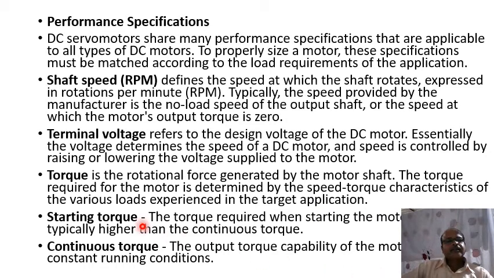Then starting torque. The torque required when starting the motor, which is typically higher than the continuous torque, is called a starting torque. Then next is a continuous torque. The output torque capability of the motor under constant running condition is called a continuous torque.